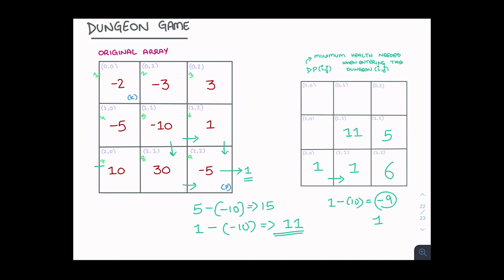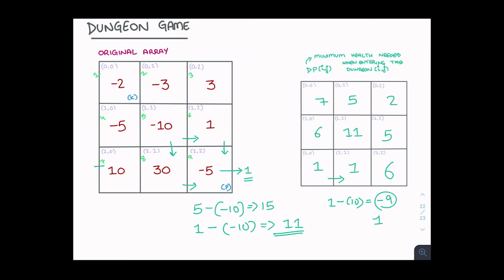Similarly, you can continue filling this up, and by the end of it, it should look something like this: 6, 2, 5, and this will have 7. And you can calculate the other cells in a similar manner. I won't be spending too much time here.